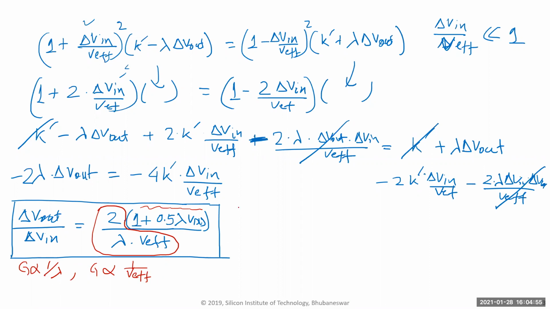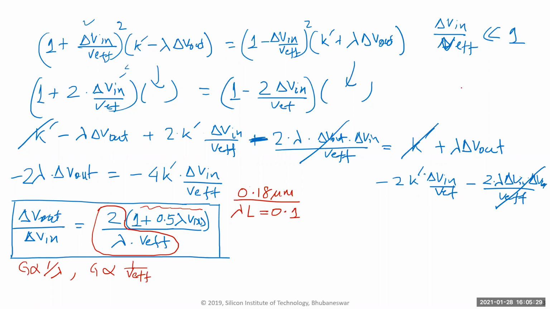Okay, so let's take some numbers. We're going to do a 0.18 micron design. A typical value for lambda in 0.18 is about 0.08, so let's say 0.1. Sorry, lambda times L. Usually the foundry will give you a lambda times L number, because lambda depends on L. The longer the length, the smaller the lambda.